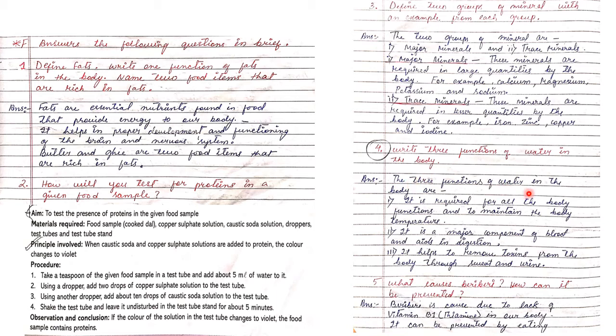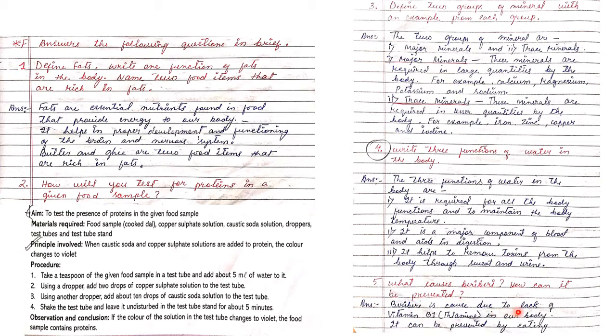The three functions of water in the body are: Number 1, it is required for all the body functions and to maintain the body temperature. Number 2, it is a major component of blood and aids in digestion. Number 3, it helps to remove toxins from the body through sweat and urine. Now number 5, what causes beriberi? How can it be prevented?